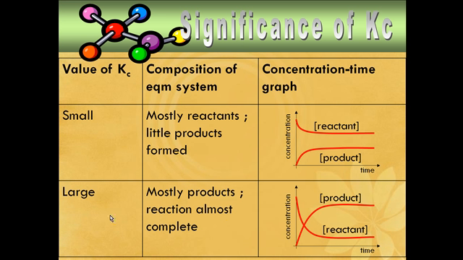So if the value of Kc is small, you would know that the composition of the equilibrium system would consist mostly of reactants and very little products are being formed. So if you look at this concentration time graph, the concentration of the reactant would drop because it's being converted into the product, but it doesn't dip so much. It just dips a little, and it reaches equilibrium already. Similarly for the product, we get a bit of the product and then it goes on to be at the equilibrium concentration after a while.